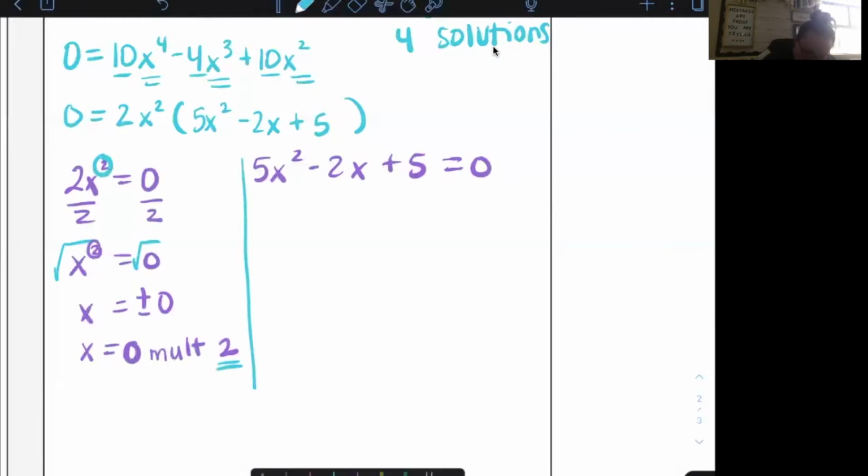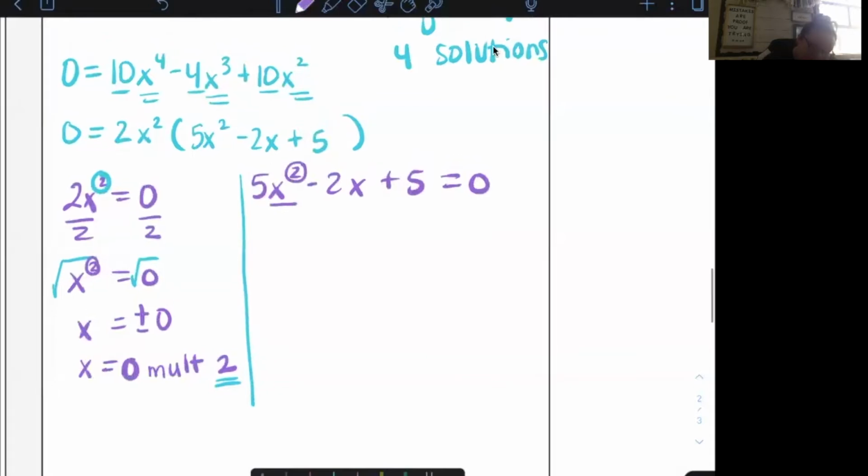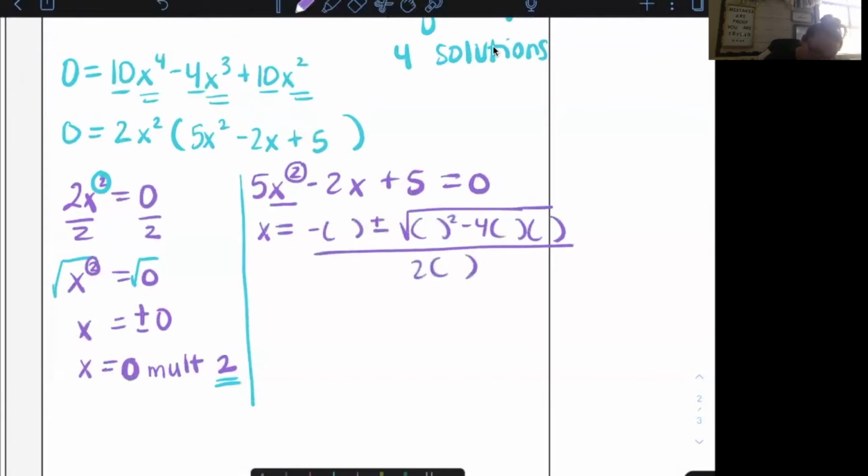All right, let's do the next one. Well, since this wasn't factorable, this is a degree 2, so I'm looking for 2 solutions here. I'm going to plug this into the quadratic formula. So x is equal to the negative of b plus or minus the square root of b squared minus 4 times a times c, all over 2a.